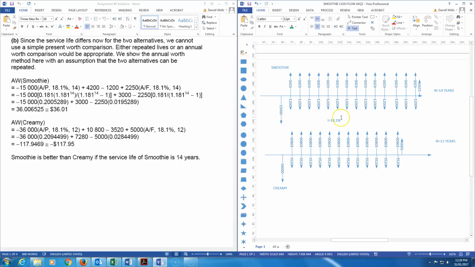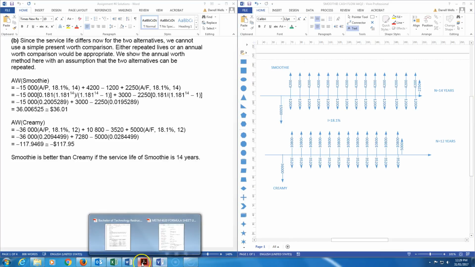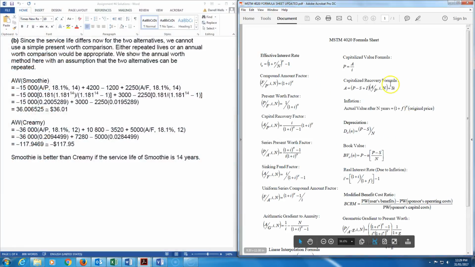Now, the first thing you notice is that you will not find 18.1% in any of the factor notation tables in your textbook. So we're going to have to resort back to the original formulas in order to solve this. In this case, we're using an A/P factor, so this is the formula we would use. And we're using an A/F factor, which is the sinking fund factor, so we would use that formula in our calculations.